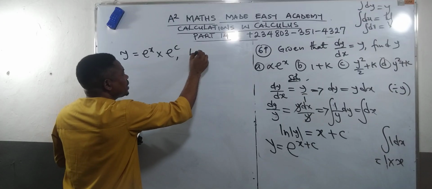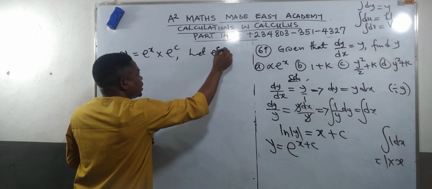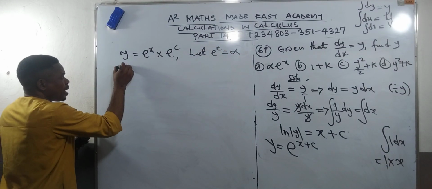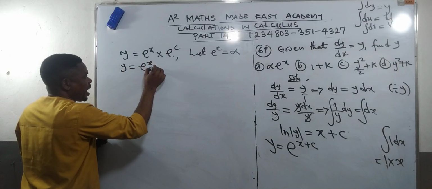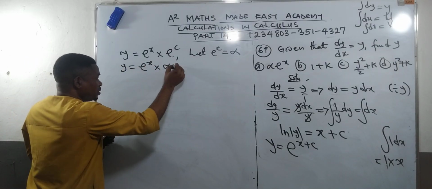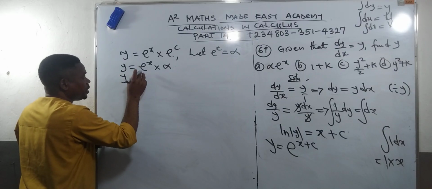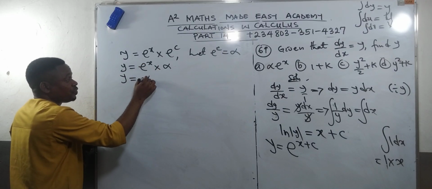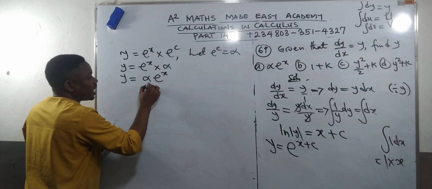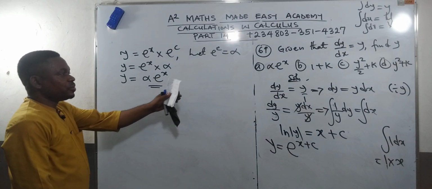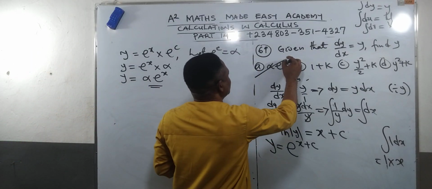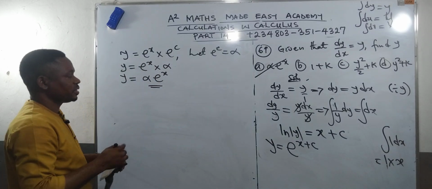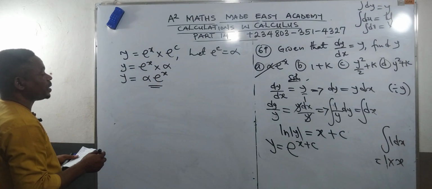After doing this, we say let exponential C, which is the constant, be alpha. Then my y should be what? Exponential x times what? Alpha. So this implies that y should be exponential x times alpha, which will give you alpha exponential x, and that is the final answer. Can you see that the correct answer is option A? Do you understand? That is all about number 69.